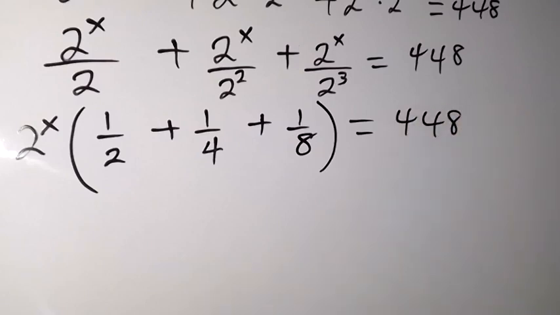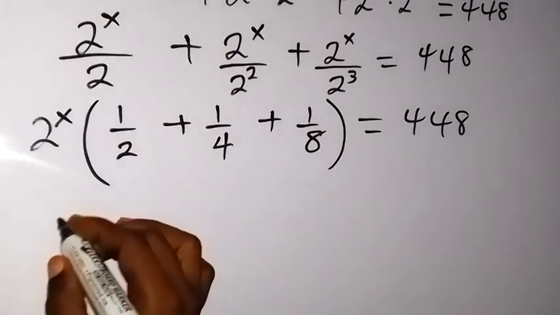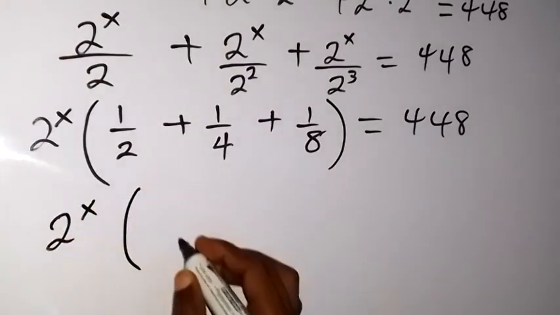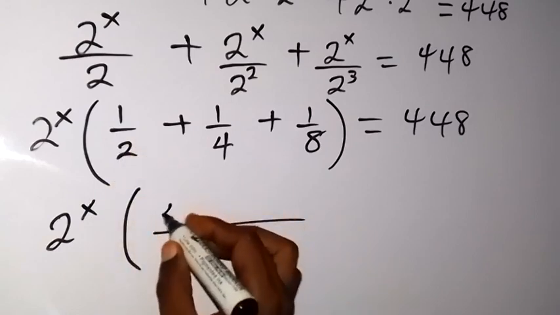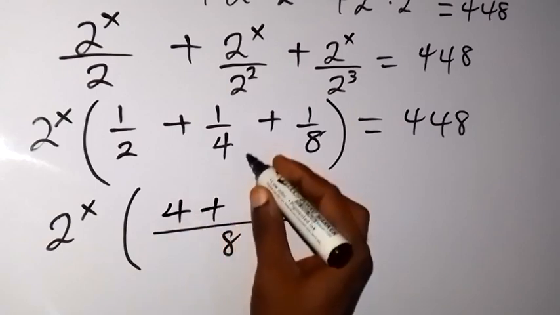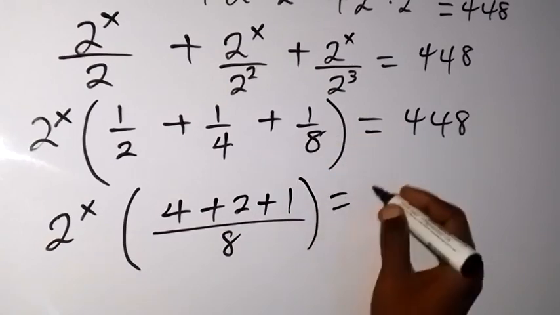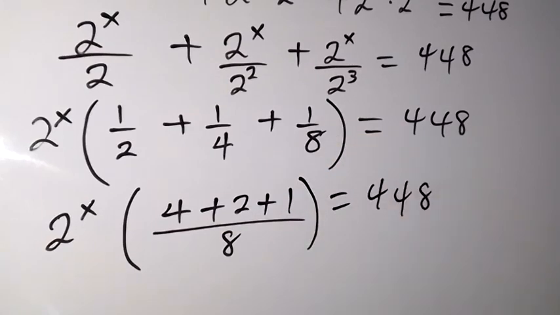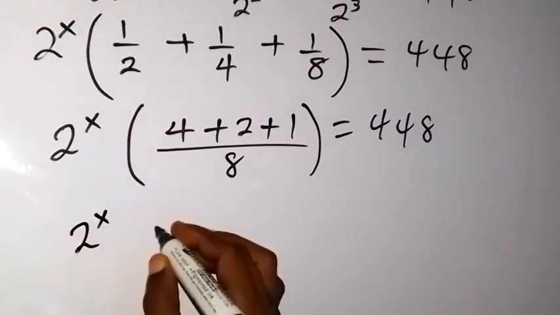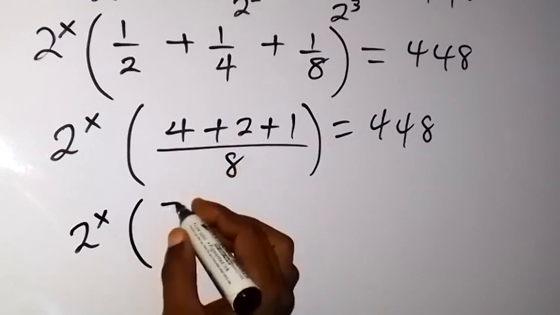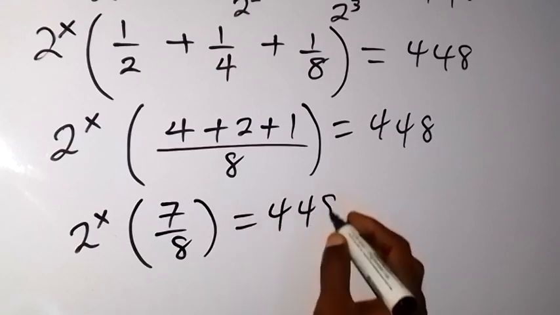So from here I can bring what is inside this bracket together as 1, so I have 2 raised to power x into bracket. LCM here is 8. 2 goes in 8, that's 4 times 1, that's 4. Plus 4 goes in 8, that's 2 times 1, that's 2. Plus 8 goes in 8, 1 times 1, 1. Then equals to 448. And from here we can see that we have 2 raised to power x times 7 over 8, equals to 448.